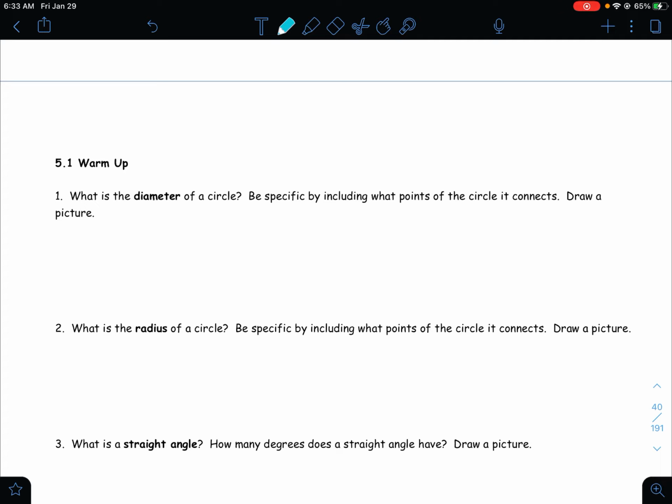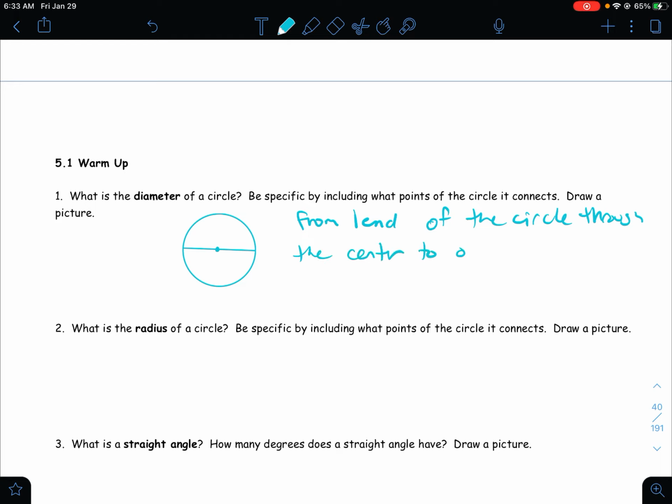What is the diameter of a circle? Be specific by including what points of the circle it connects. All right, so if we draw a circle, the diameter needs to go from one end of the circle through the center to the other end of the circle. So, from one end of the circle through the center to the other end of the circle.